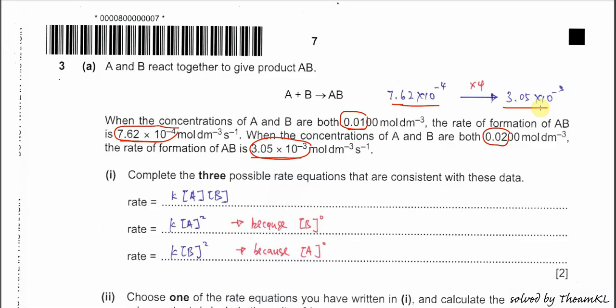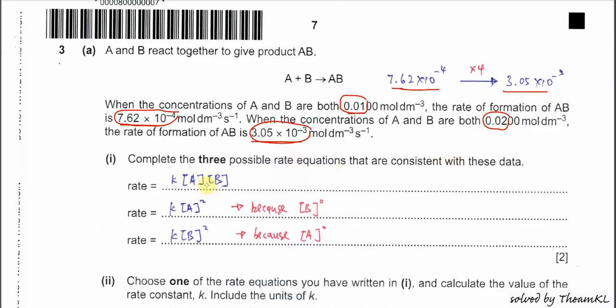So there are a few possibilities. It could be that A is first order and B is also first order. That means when the concentrations of A and B both double, you get 4 times. Or it could be just that A is second order, so when this concentration doubles, the rate increases 4 times as well. That means the order for B is 0 order.